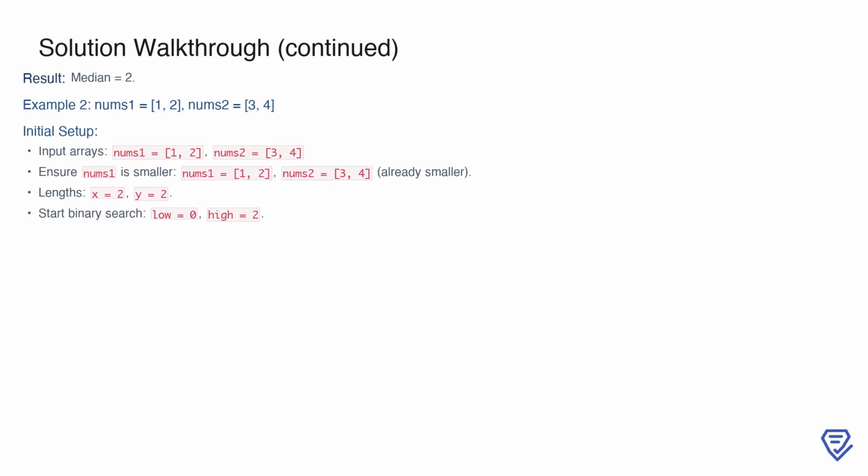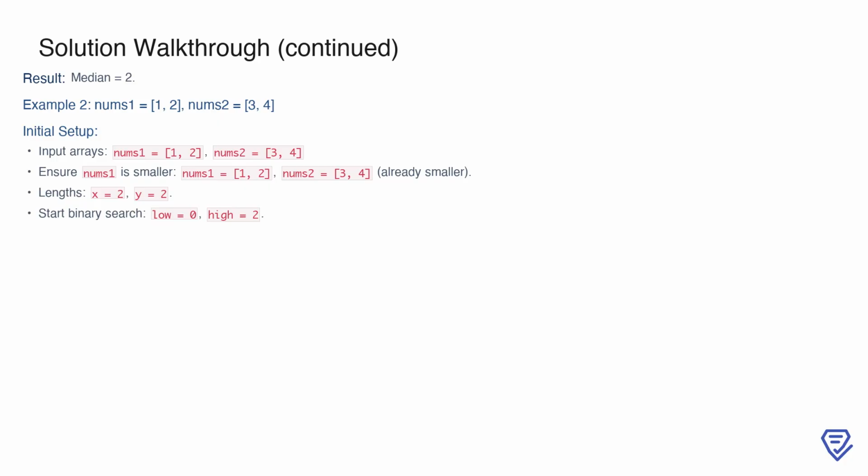Now, let's look at example 2 with nums1 as 1, 2, and nums2 as 3, 4. As before, we verify that nums1 is the smaller array, which it is, so no swapping is needed. The lengths are x equals 2 for nums1 and y equals 2 for nums2. We initiate binary search on nums1 with low set to 0 and high set to 2. This setup ensures we are ready to divide the arrays into two halves and calculate the median using the binary search process.